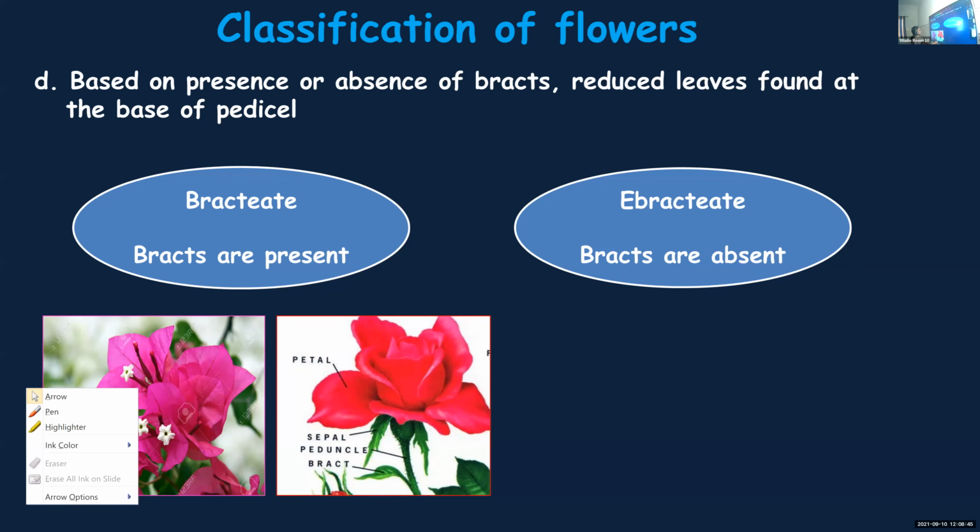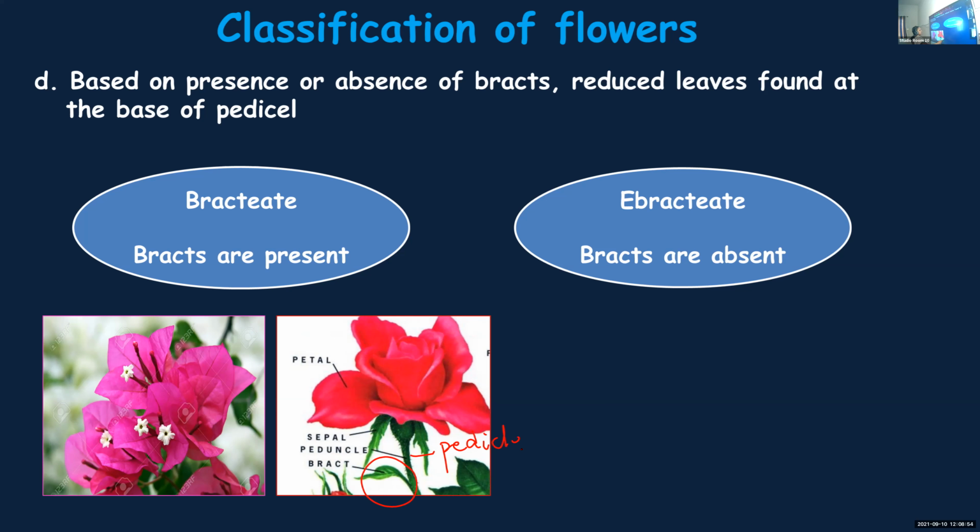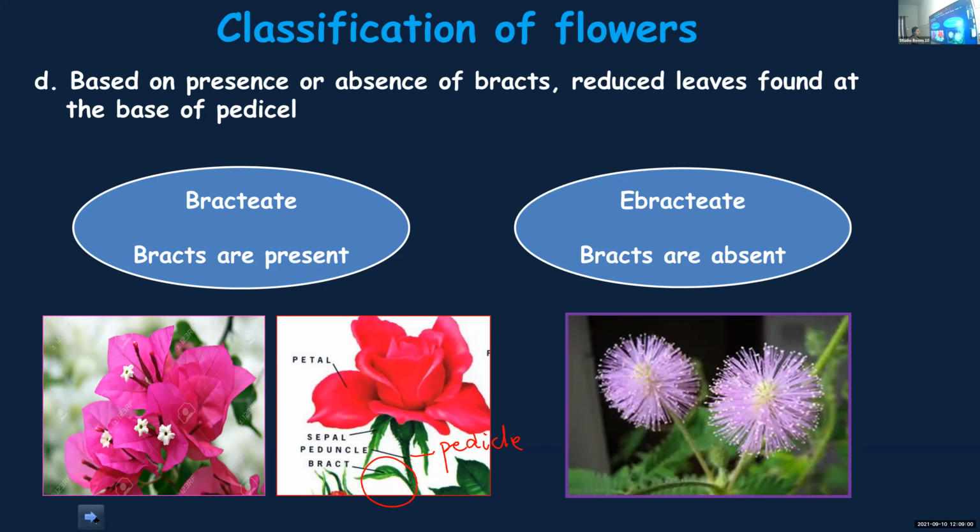So here, these are the bracts. This is the pedicel. Peduncle and pedicel both are the same, the stalk of the flower. You can see reduced leaves at the base of the pedicel, and those are known as bracts. Some flowers like bougainvillea and rose have bracts, whereas in the mimosa pudica or touch-me-not plant, the flowers are without bracts.